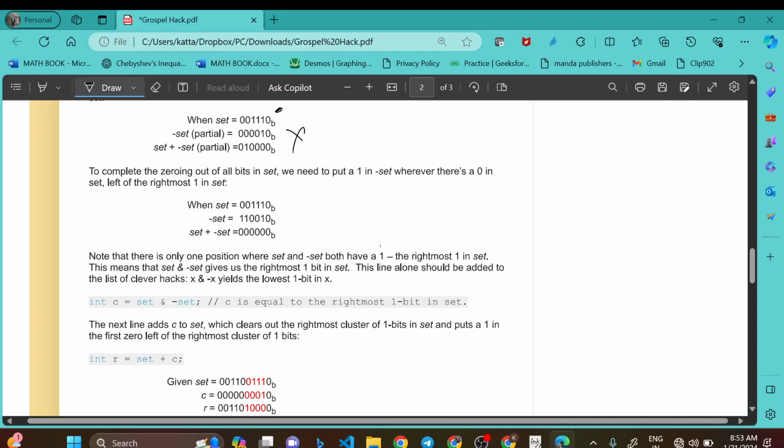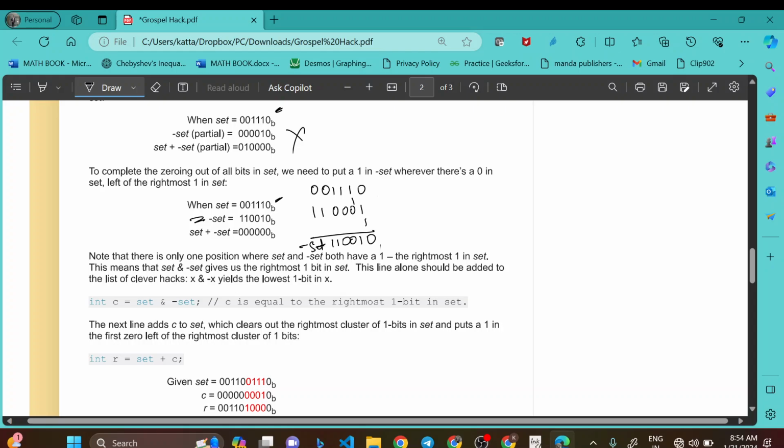So I'll just explain this again. If you have this particular set, 0 0 1 1 0, how do you calculate minus set? I'll write 0 0 1 1 0 here, and minus set is calculated by taking the complement. If you take the complement, you get 1 1 0 0 1. This is the complement, and add 1 to it. If you add 1 to it, you get 1 1 0 1 0. This is the minus set value, which is 1 1 0 1 0.